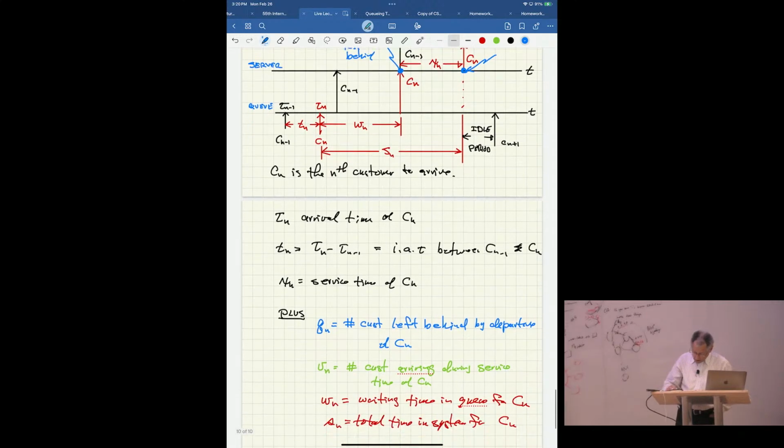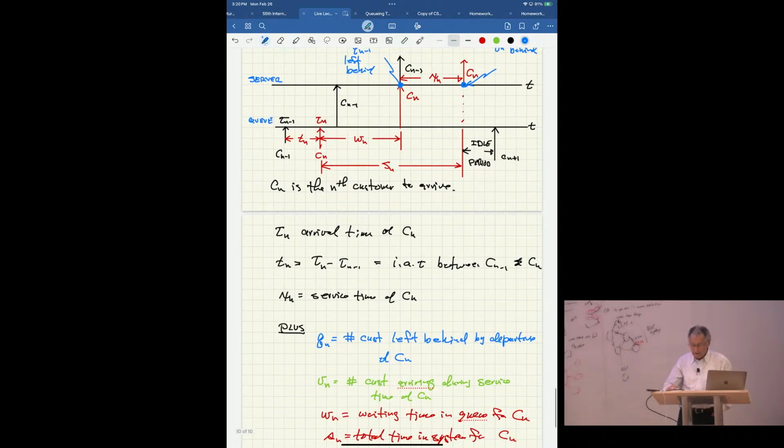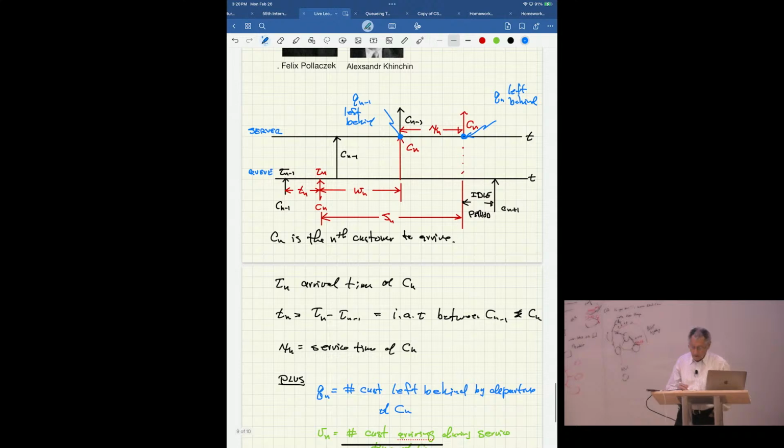But look, there's a little green thing here. Vn is the number of customers arriving during the service time of Cn. And I'm going to draw that here. The service time of Cn, I've drawn as Xn. During this interval, Vn arrive during the service time of Cn. Okay.